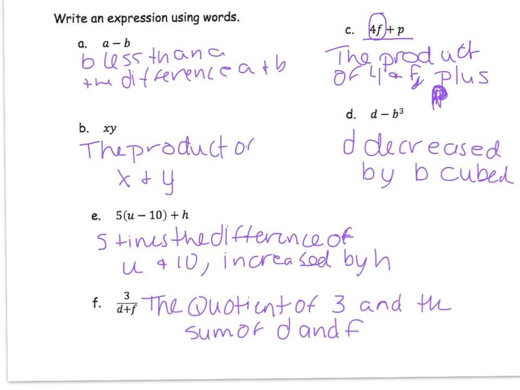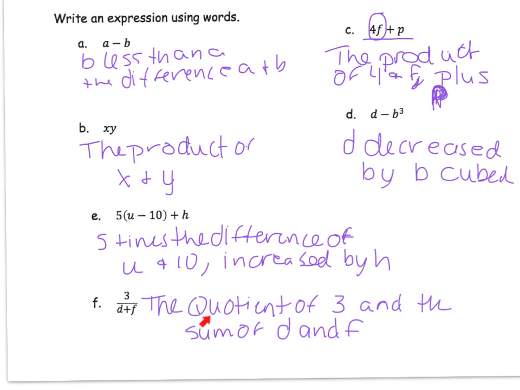All right, E, there's a whole lot going on here. So it's 5 times this difference. So it's important that you're indicating that you're multiplying the difference. So you let the reader know that there needs to be parentheses. So it doesn't say 5 times U minus 10, because that would make the reader think that they're just multiplying the U by 5. So 5 times the difference of U and 10. And then after I do that, I need to increase it by H. So I put that comma in there to let the reader know I'm going to do all this first, and then I'm going to increase it by H.